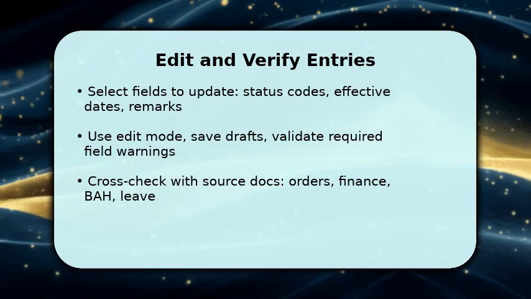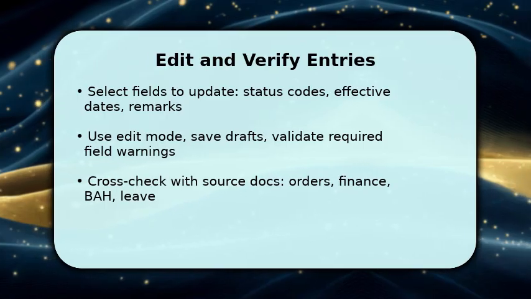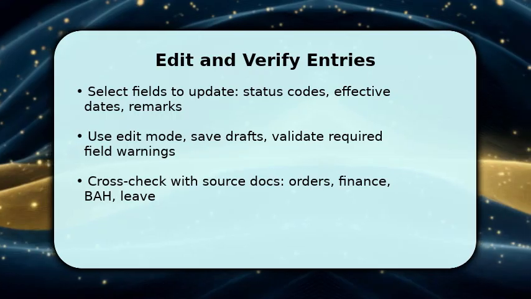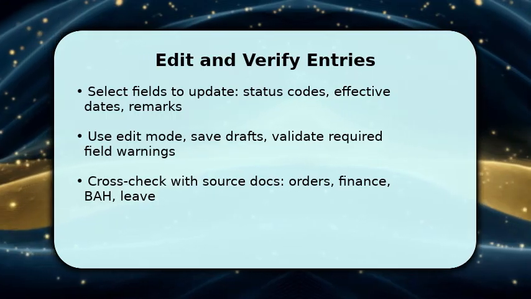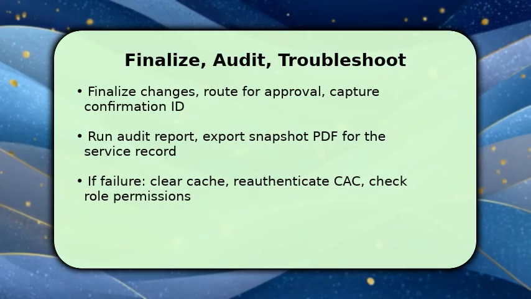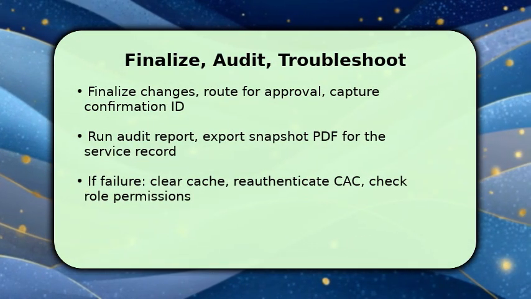Once edits are saved, validate values against original source documents such as orders or finance memos to ensure consistency. If numbers mismatch, resolve at the source before moving forward. You finish by finalizing the update and routing it for requisite approvals. Capture the confirmation ID and timestamp for tracking.